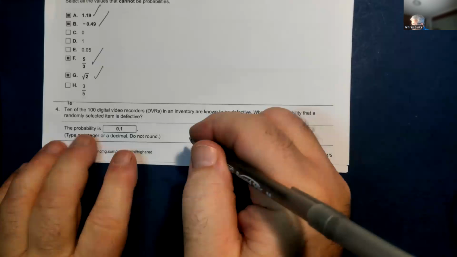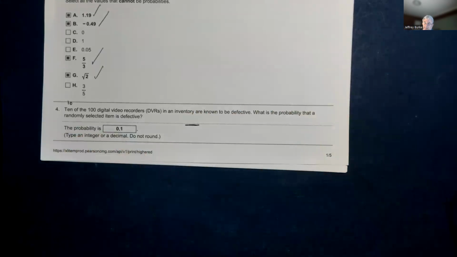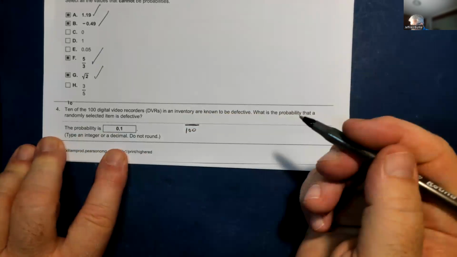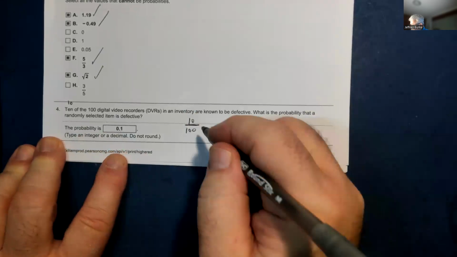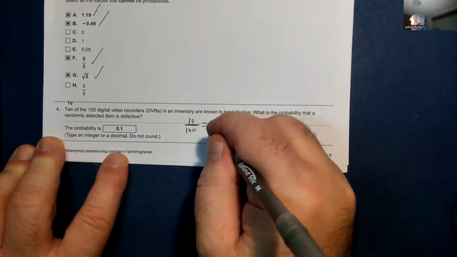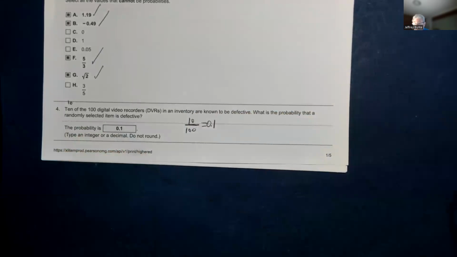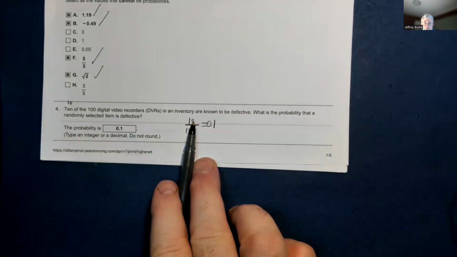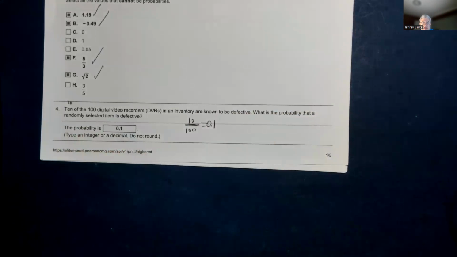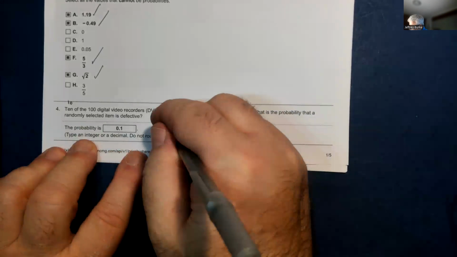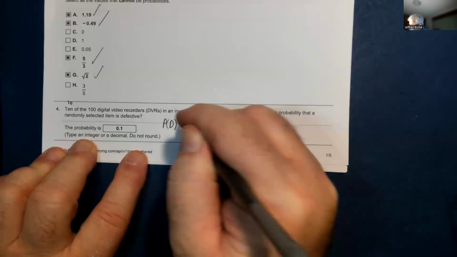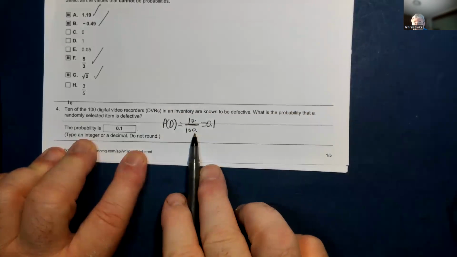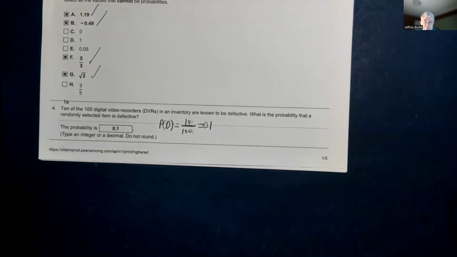this is one of those events that you're not equally likely to get a defective or not a defective one. But we're going to take the total number of recorders, which is 100, and we're going to take the number that are defective, which is 10. And if you write that as a decimal, that's going to be 0.1, which is the answer they obtained there. You want the probability that a randomly selected one is going to be defective. So we could say the probability that you're going to choose a defective recorder is 10 out of 100, because 10 of them are defective, and then there are a total of 100.